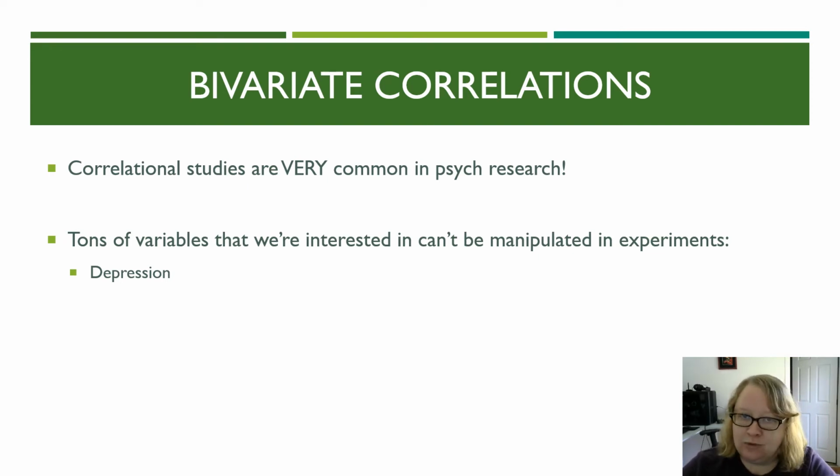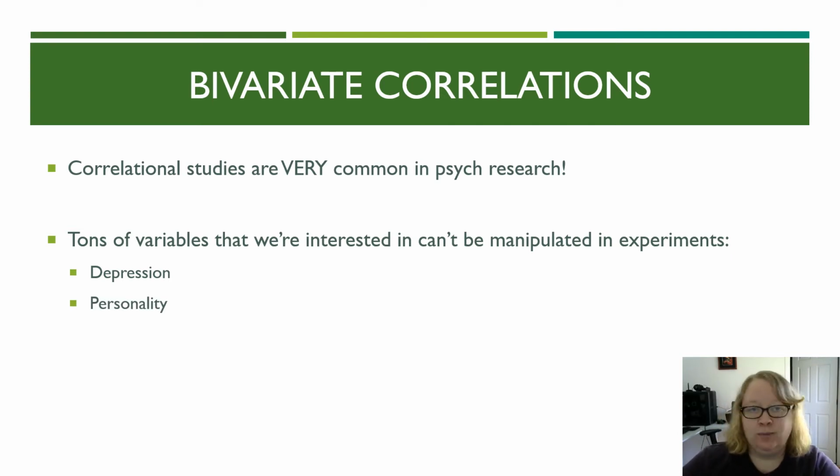But if we couldn't do experiments, would we just give up on depression and say, well, I can't study this if I can't manipulate it? No, right? That would be ridiculous. That's still something that we want to know about in psych research, and for the field of psychology as a whole, we still want to know about depression, and so studying it with a correlational design is a good alternative.